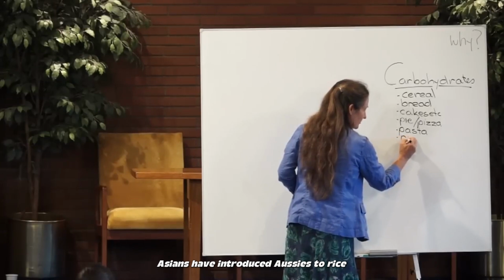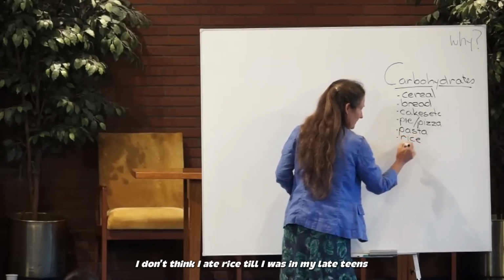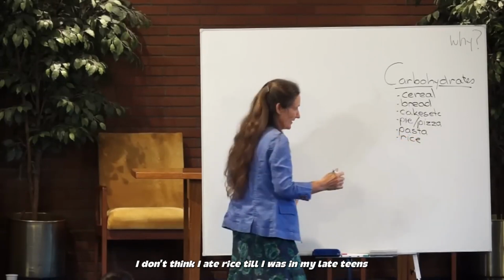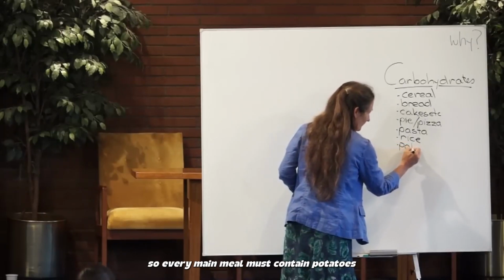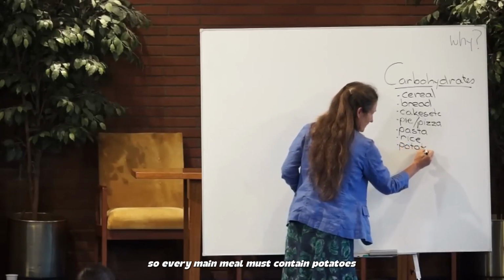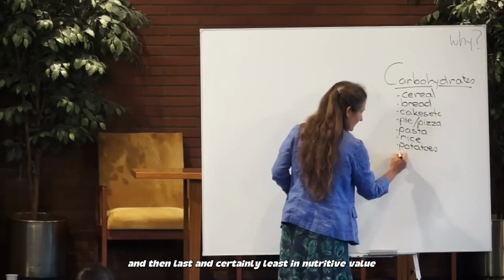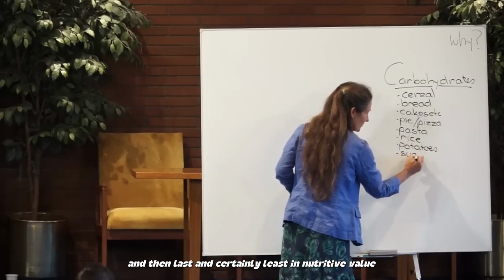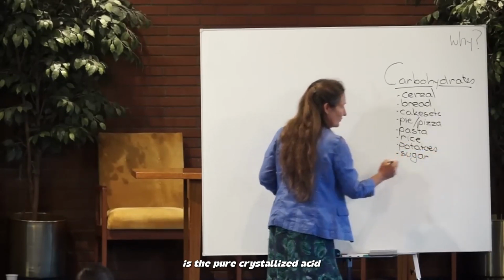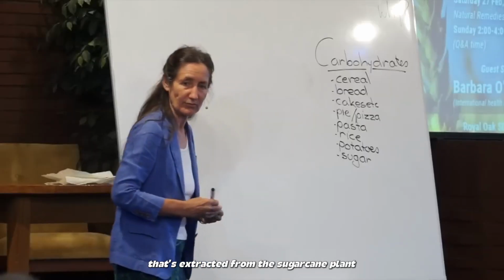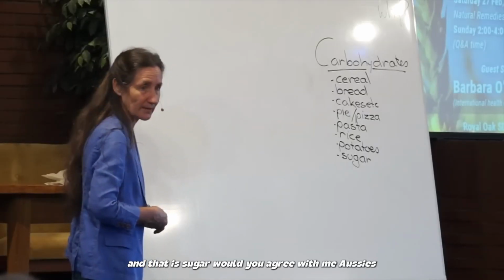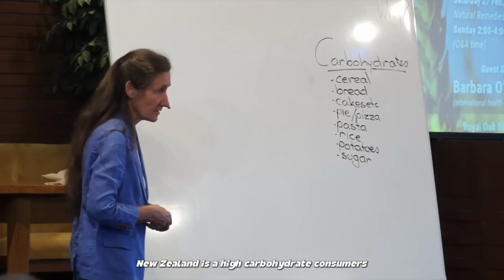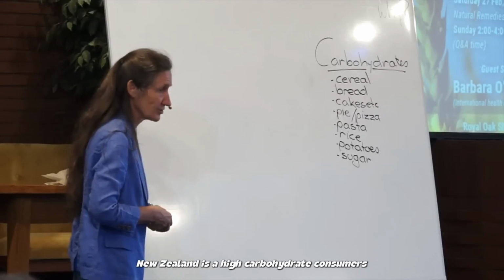Asians have introduced Aussies to rice. I don't think I ate rice till I was in my late teens. And my husband's an Irishman, so every main meal must contain potatoes. And then last and certainly least in nutritive value is the pure crystallized acid that's extracted from the sugarcane plant, and that is sugar. Would you agree with me? Aussies, New Zealanders are high carbohydrate consumers.